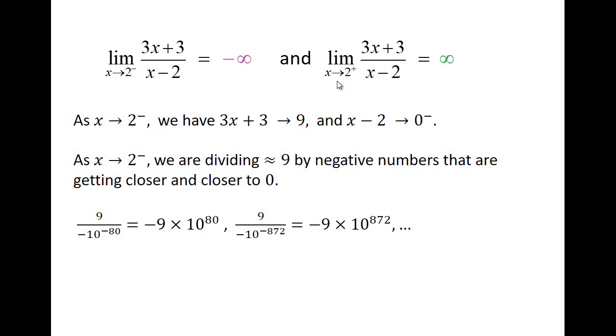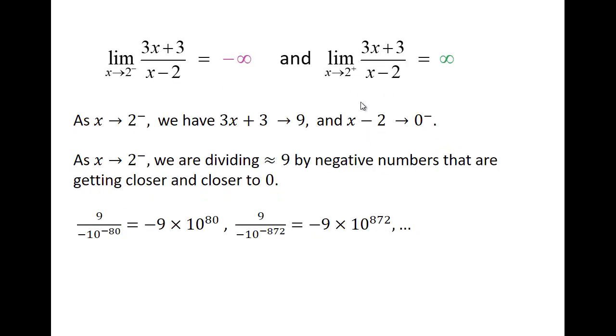to 2 from the right, so the numerator is still going to be close to 9, and the denominator, because if x goes to 2 from the right, then x would be greater than 2, so x minus 2 would be positive. So x minus 2 would be positive and going to 0. So in this case, the only difference would be that x minus 2 would go to 0 from the right.